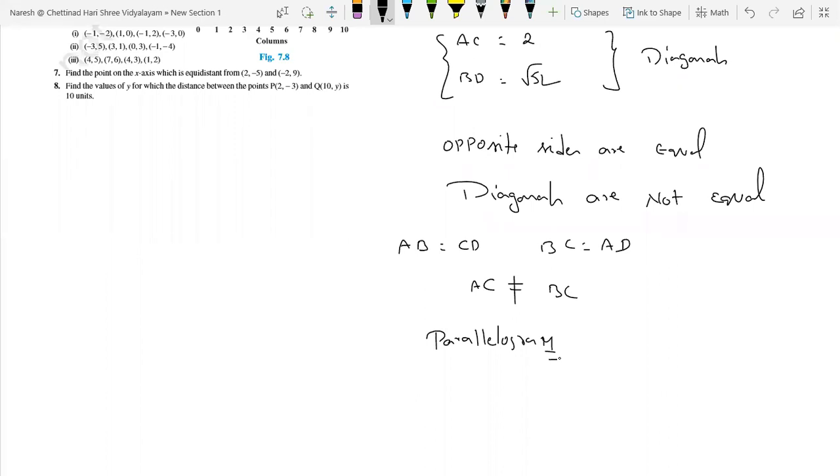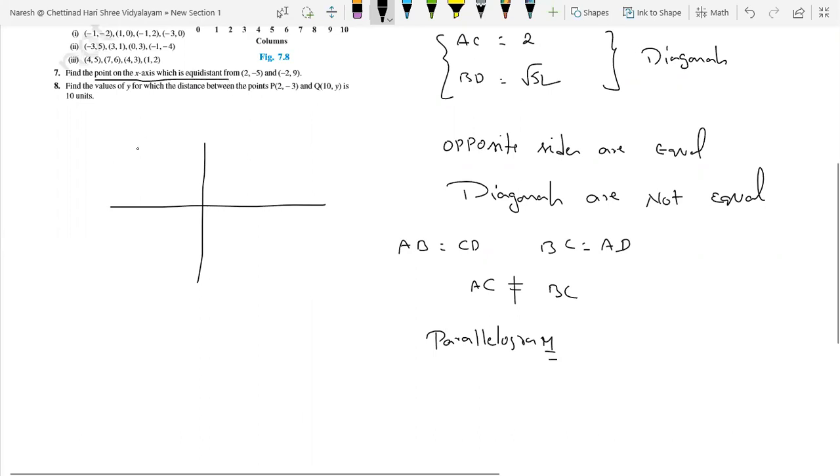Seventh question, I will explain the seventh question. See, what does the seventh question say? Find the points on the x-axis which are equidistant from (2, -5) and (-2, 9). First of all, we have to know the point on the x-axis. Any point on the x-axis.